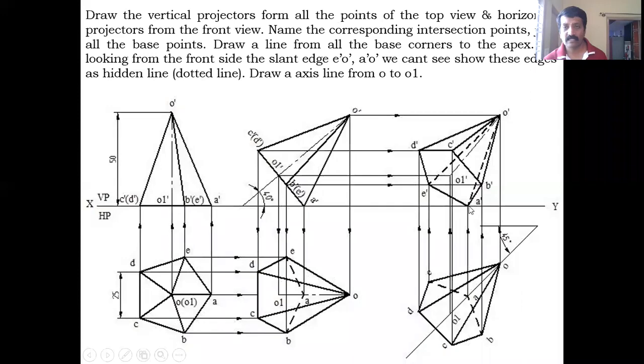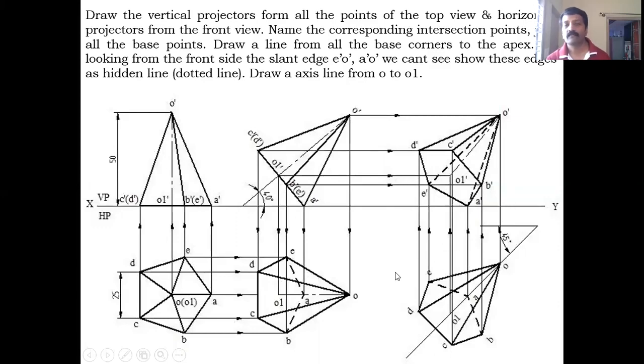A is here, A dash is here, this is A dash. B is here, B dash is here, this is B dash. C is here, C dash is here, this is C dash. D is here, D dash is here, this is D dash. E is here, E dash is here, this is E dash. O1 is here and O1 dash is here. O is here, O dash is here, this is O dash. Like this, all the points you can get. So here also, all the base points we should join, as well as from the corner points of all the base points should be joined to the vertex in all the views. So you are looking from here. As I told, in the pyramid the apex you are writing always towards the XY line.